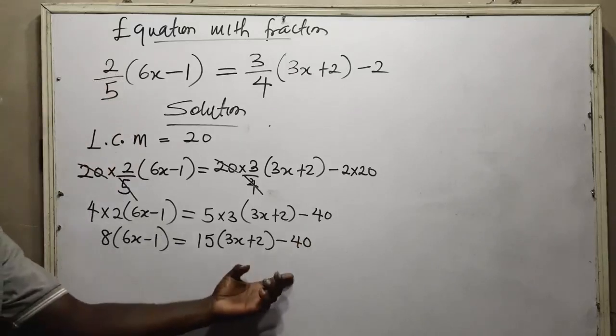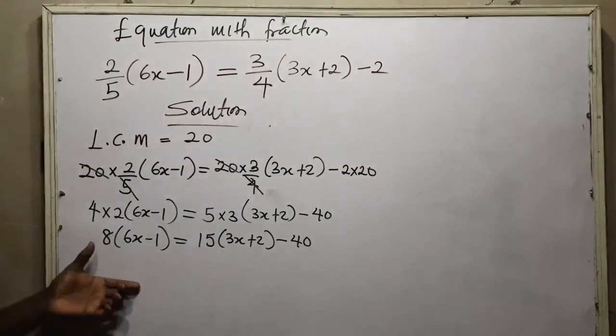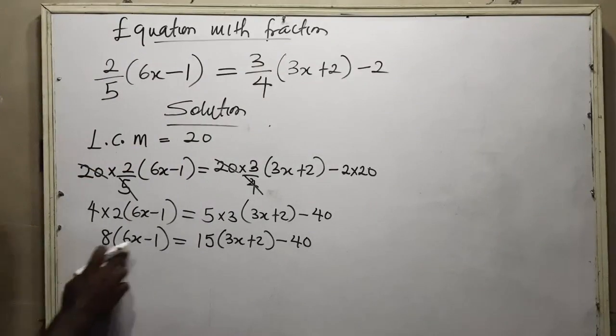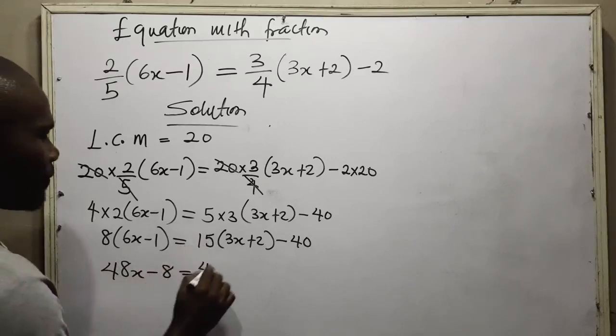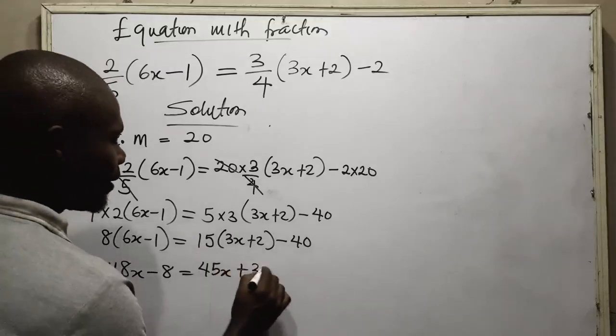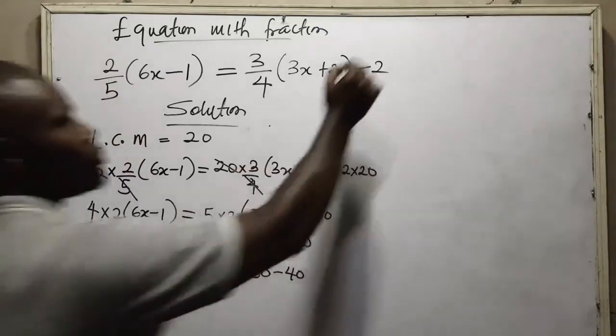Before expanding this, I'm able to turn this fraction now to a linear form. But let me try to simplify it more, to make it more reduced. So let's multiply: 8 times 6 will give you 48. 48x minus 8 is equal to 45x plus 30 minus 40.